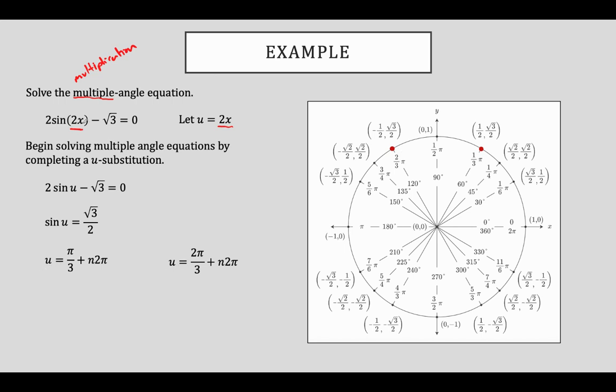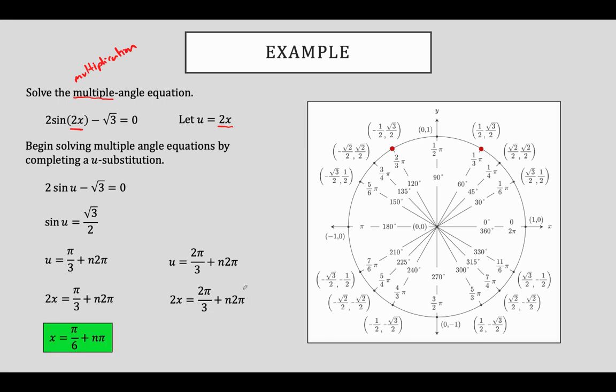Our goal, however, is to solve for x, but we know that U is equal to 2x. So I'm going to take each one of these and replace U with 2x, giving me 2x is equal to pi over 3 plus n2 pi, and 2x is equal to 2 pi over 3 plus n2 pi. To solve for x, I now must divide everything by 2. Dividing by 2 is the same as multiplying by 1/2. That gives me x is equal to pi over 6 plus n pi.